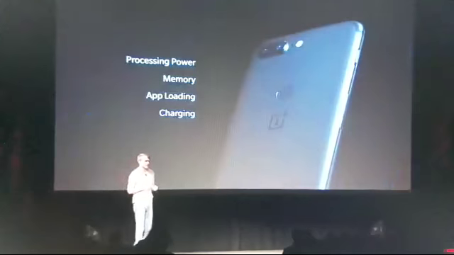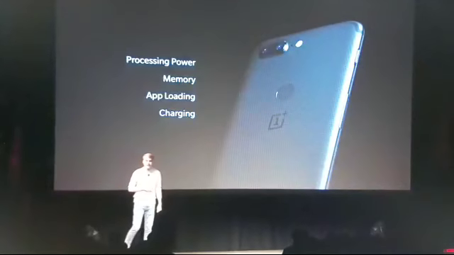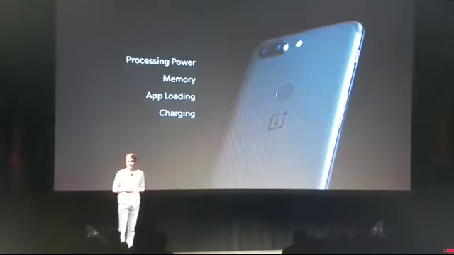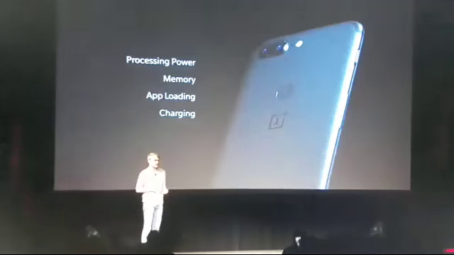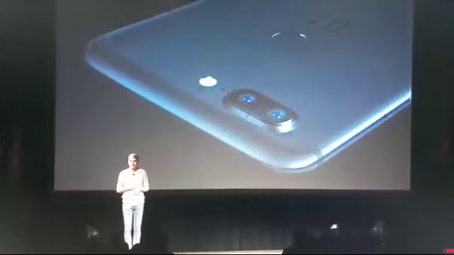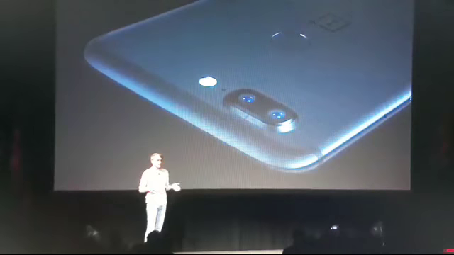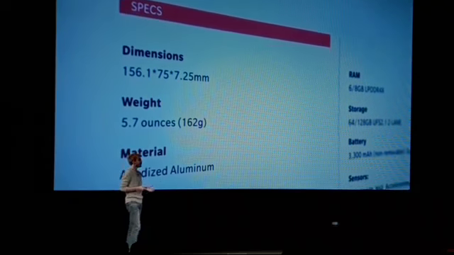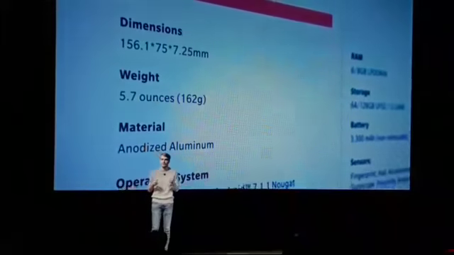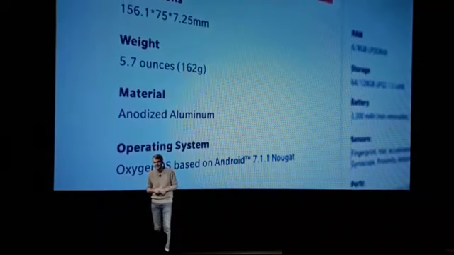Let's take a moment to cover 4 aspects that we focus on to improve the OnePlus 5T's performance. It's processing power, memory, loading, and charging. The OnePlus 5T features some of the best and most powerful hardware found on any smartphone. We believe this is the best specs list of 2017. Take a look. The way our software and hardware work together is what makes the OnePlus 5T such a smooth and fast device.